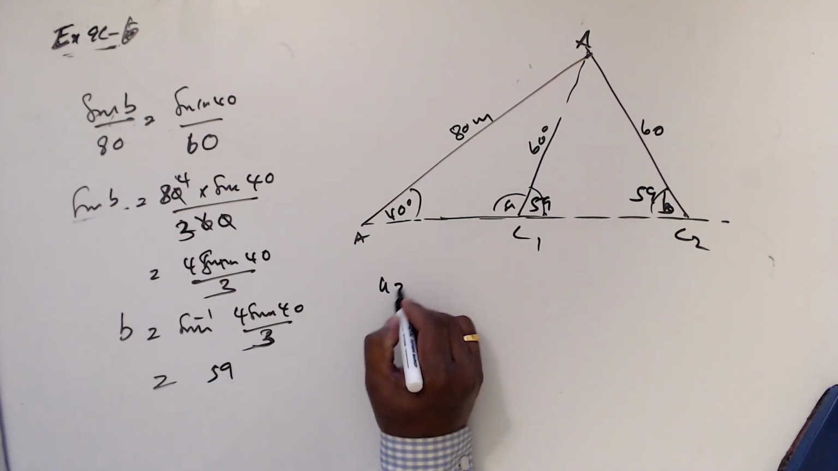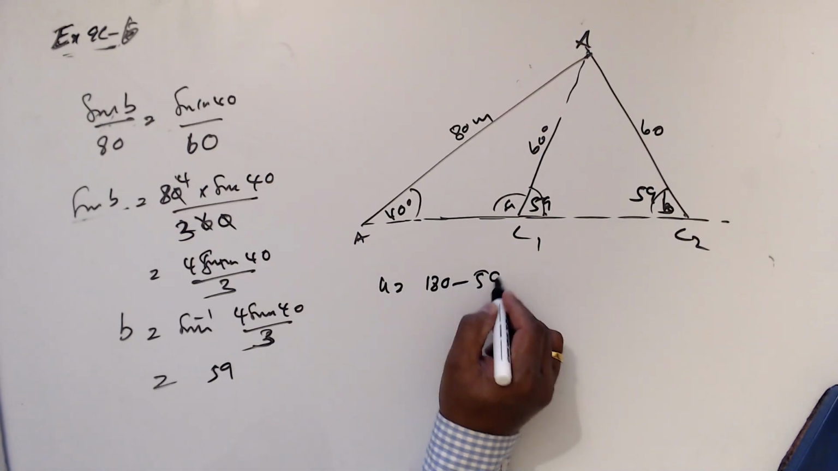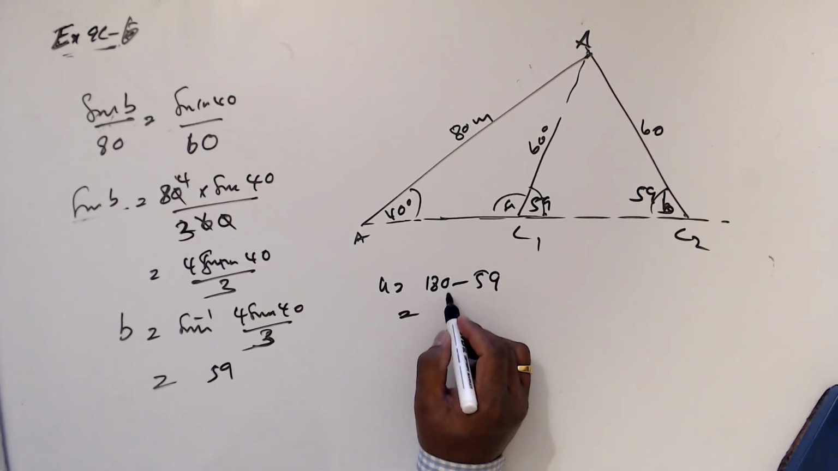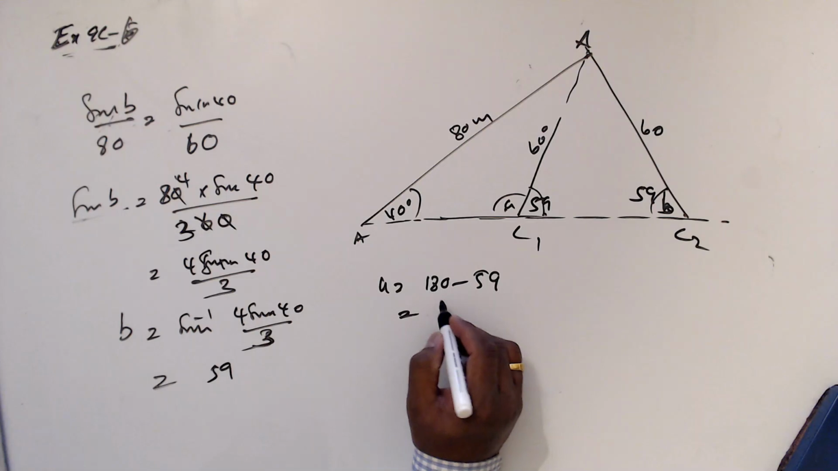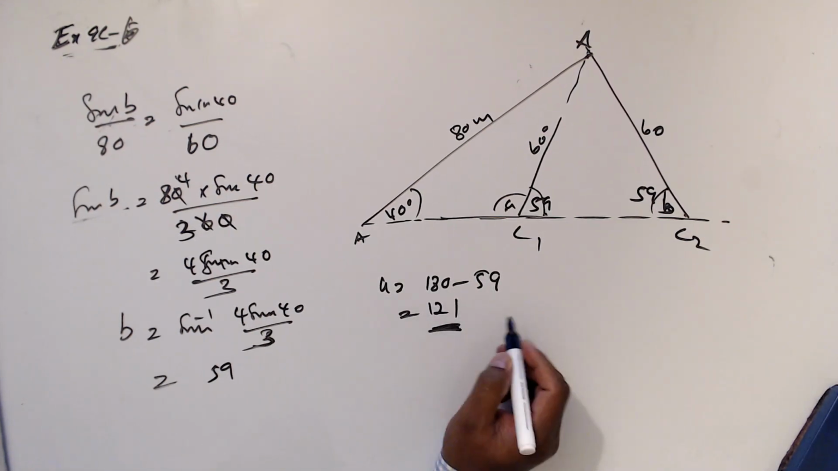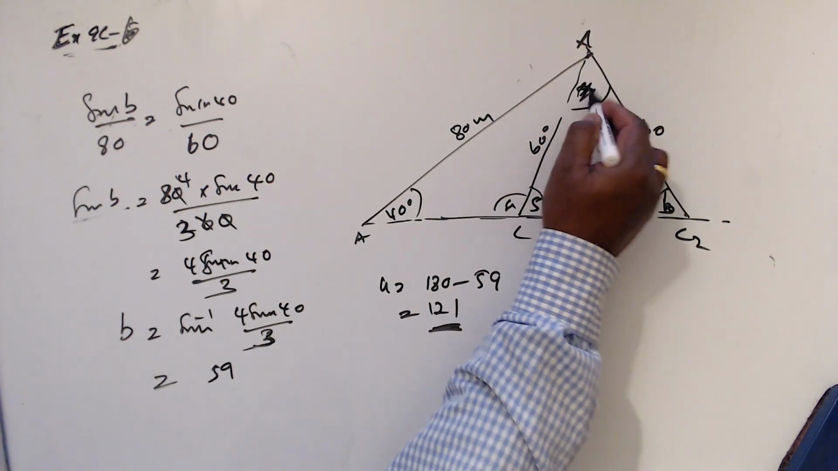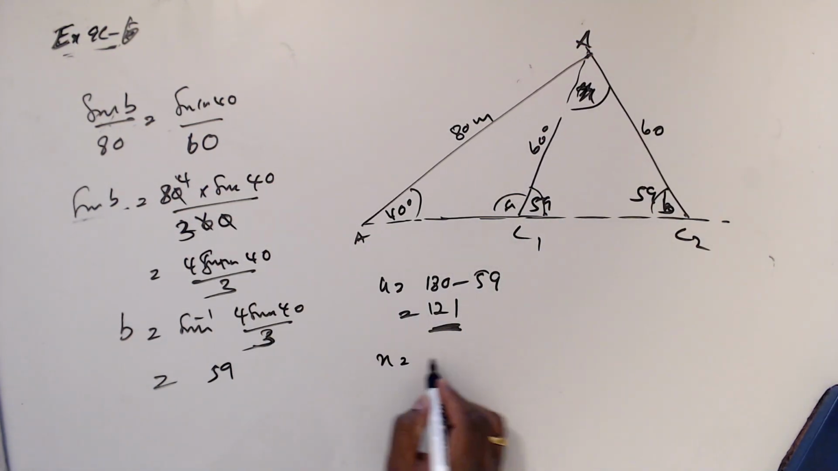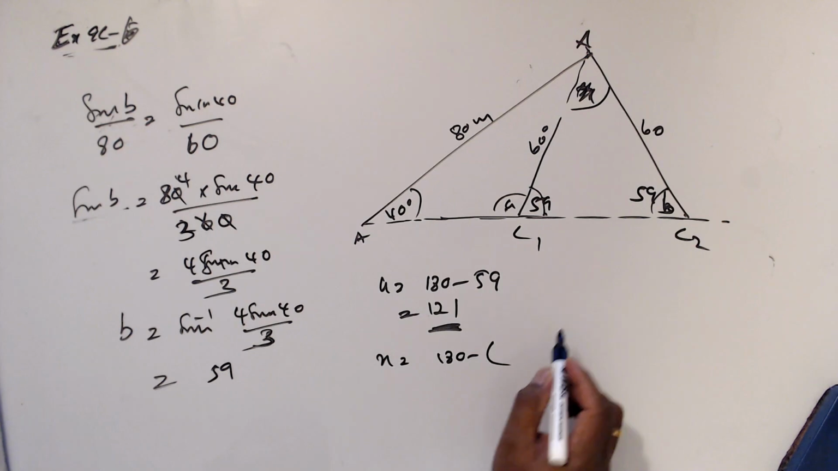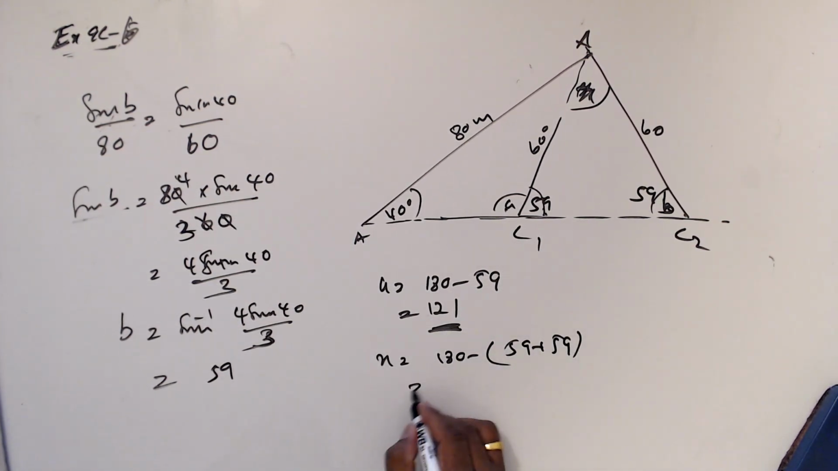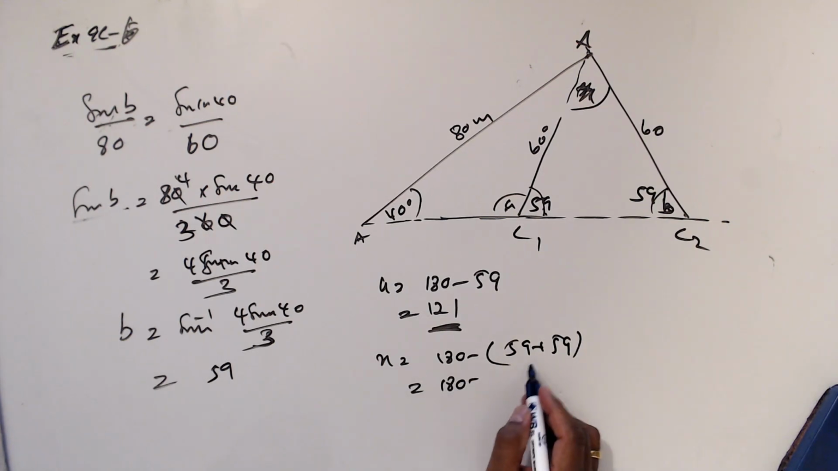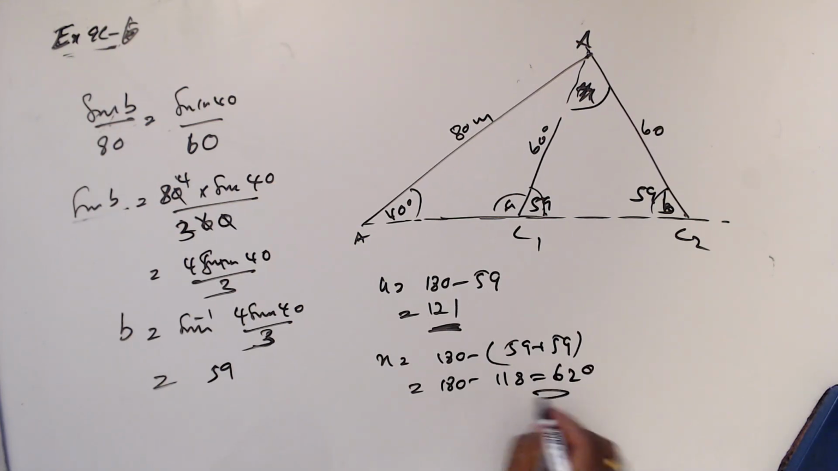Now A is 180 minus 59. That is going to be 121. Now this X is X equals 180 minus 59 plus 59. 180 minus 118, which is 62.